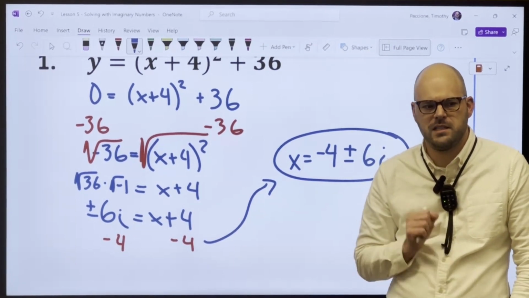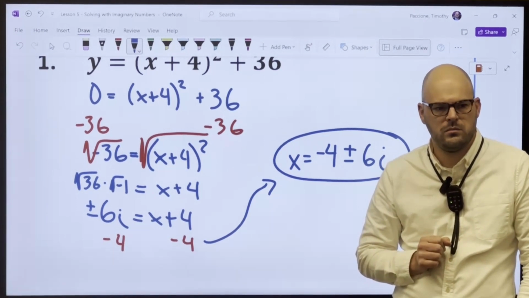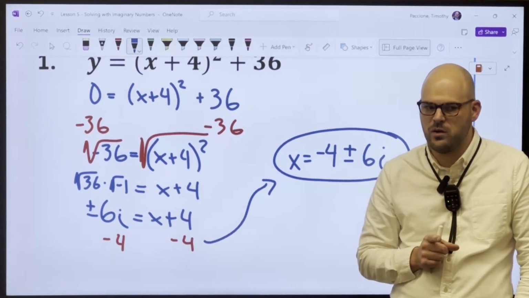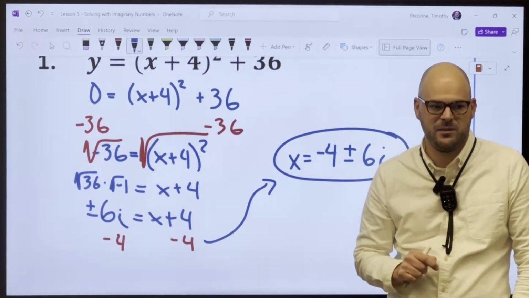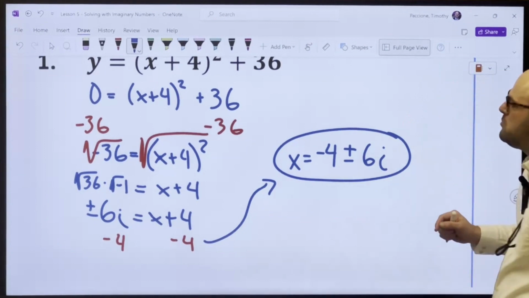Negative 4 plus 6i. Somebody else tell me another one. Positive 4 plus... No, that's still negative 4. That's not plus or minus. Negative 4 minus 6i. Yep. Okay, try the other two.